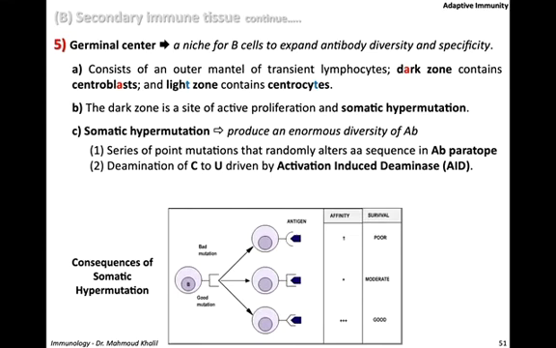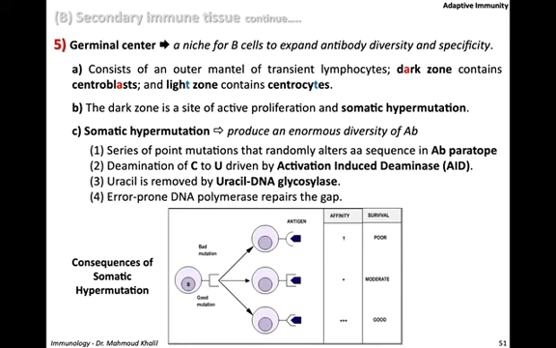It can occur by deamination of cytosine to uracil, driven by an enzyme called activation-induced deaminase, AID. The uracil is removed by uracil DNA glycosylase, and this will lead to an error that can be repaired by the DNA polymerase. And you can see from the figure the consequence of the somatic hypermutation.